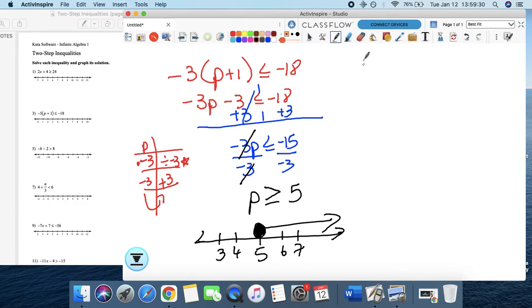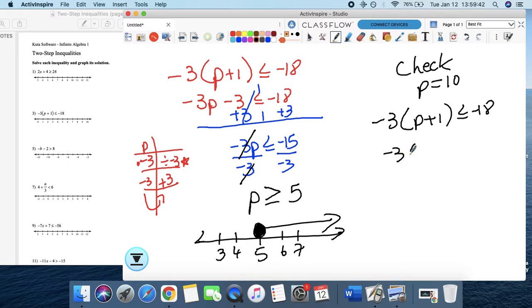Let's pick 10 just for, so check. Let's make p equals 10 just for argument's sake. So substitute. So here's my original inequality. I'm going to replace the p with 10. So 10 plus 1 is 11 times negative 3. 3 times negative 11, negative 33. Is negative 33 less than negative 18? Remember, these are negative numbers.